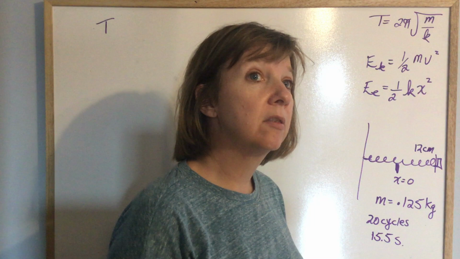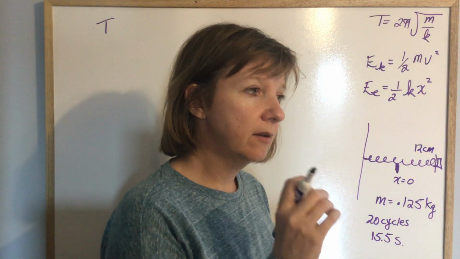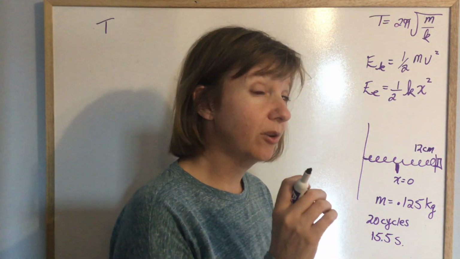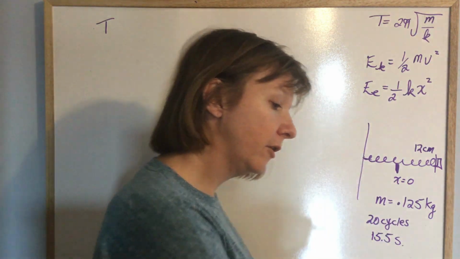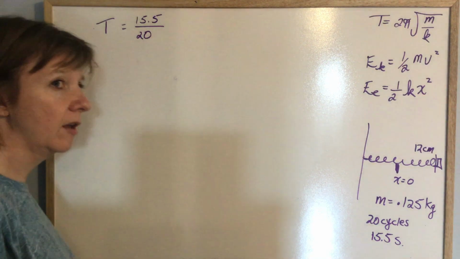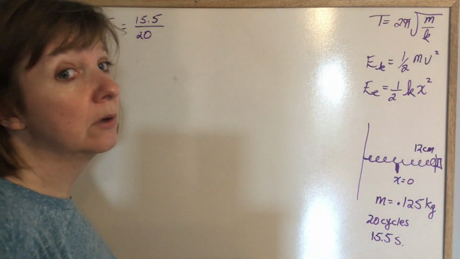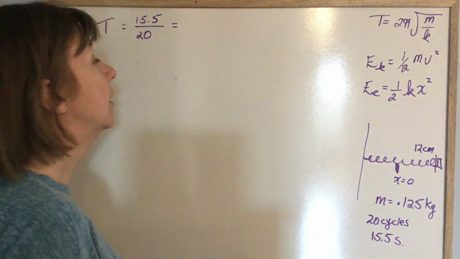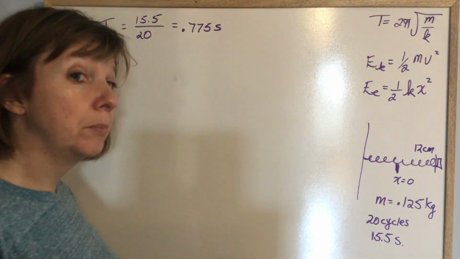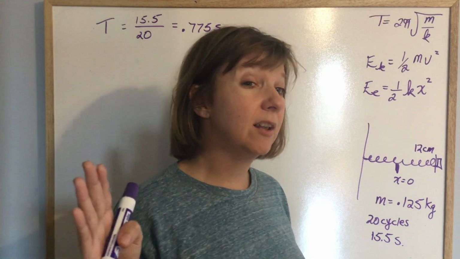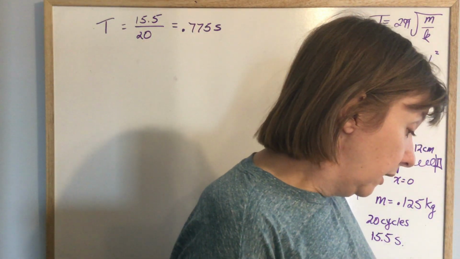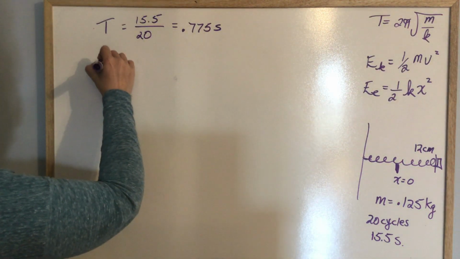Okay, so period, remember, is how long does it take to go through one full cycle? So it needs to be in seconds. So if in 15.5 seconds it does 20 cycles, it goes back and forth, I would divide those two to figure out how long it would be for one cycle. So if I do 15.5 divided by 20, I get 0.775 seconds. So the period is 0.775 seconds. It takes less than a second for it to go in and come back out, okay? To do one cycle.